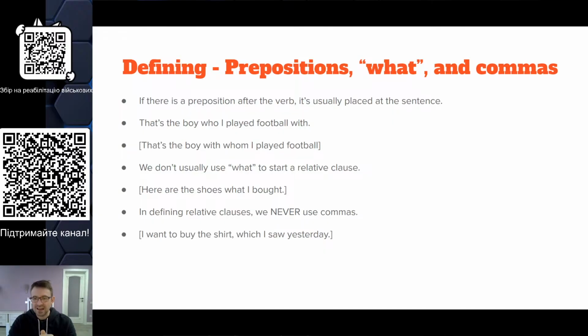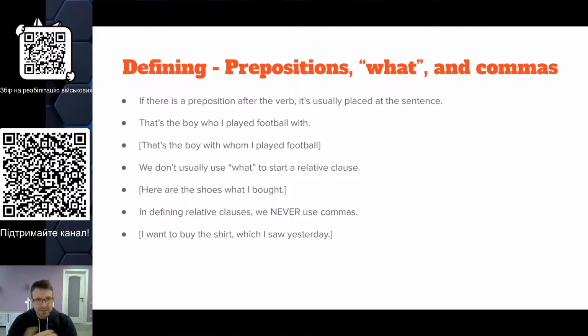And so because of that, 99.999% of the time, it's always the best idea to put the preposition at the end of the sentence, and then it will usually be in the best place.